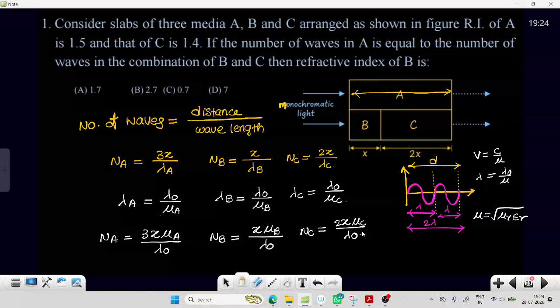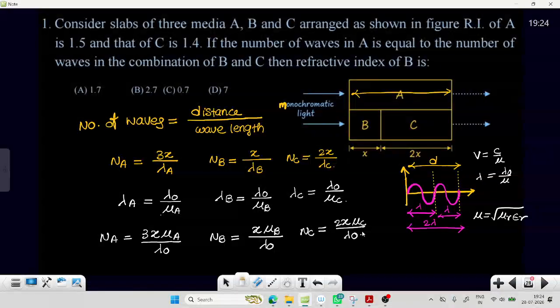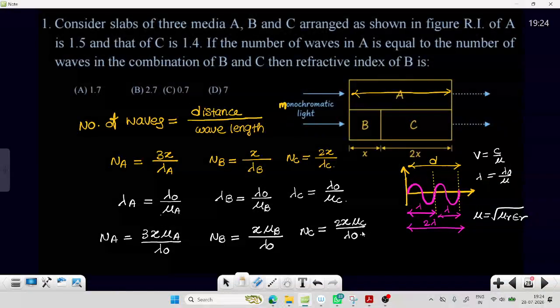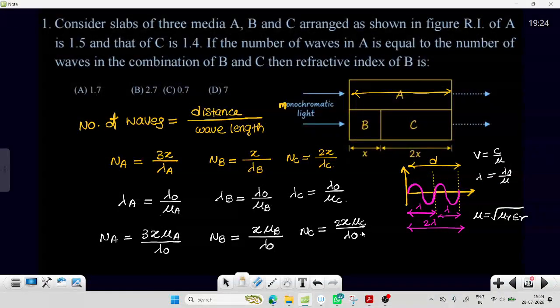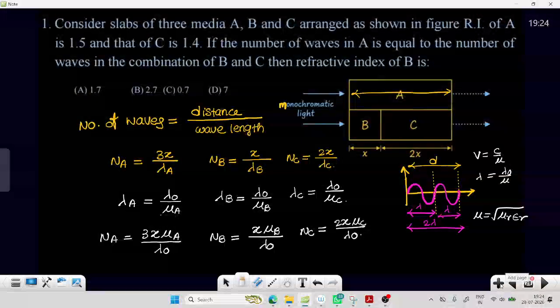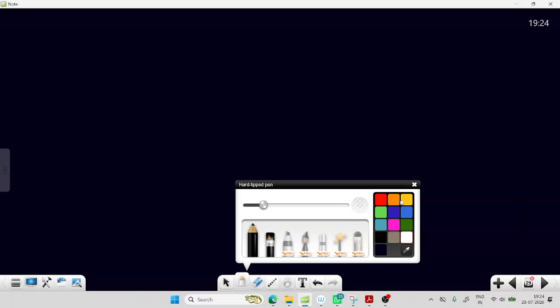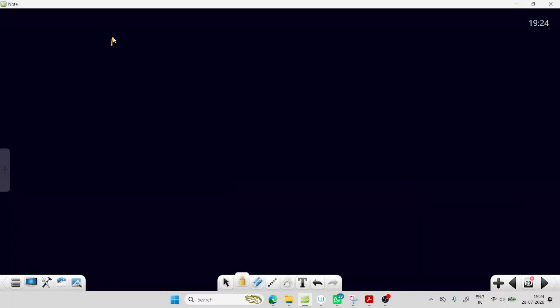Now see the statement that they have given. If the number of waves in A is equal to the combination of B and C, that means we can write the number of waves NA equal to NB plus NC. So we can place the NA and NB value here.